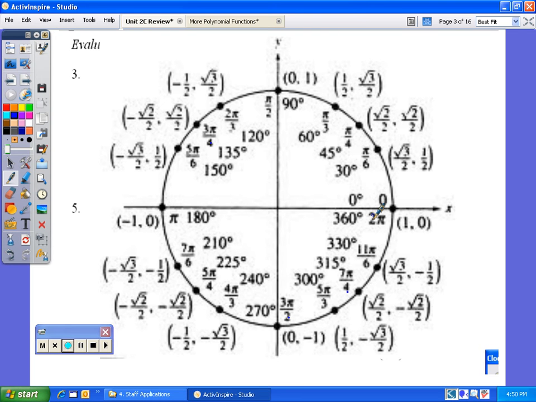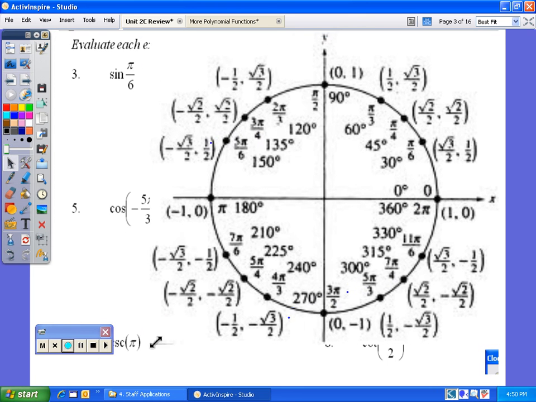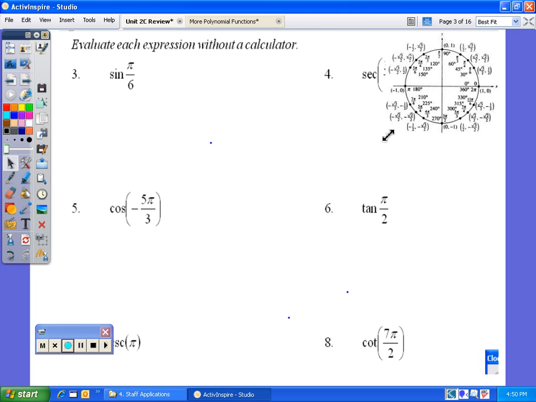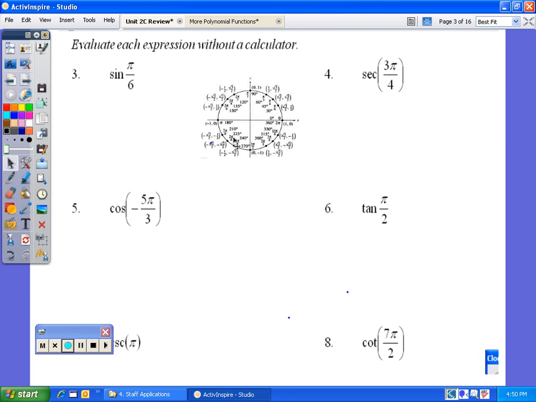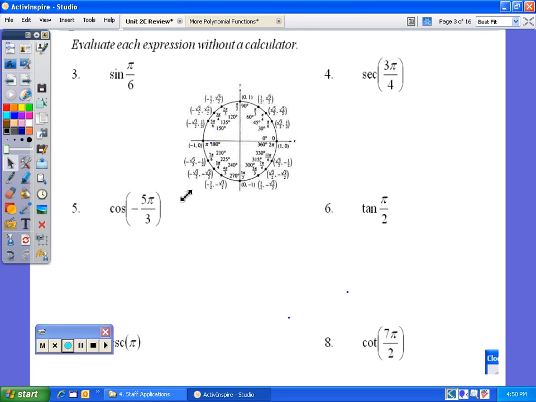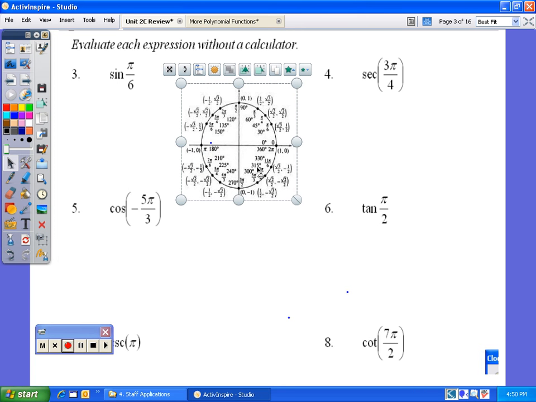Alright, so I'm going to minimize this now so that we can use it for our questions. Okay, so there is your unit circle. Unit circle, unit circle. 4 quadrants, 4 quadrants. Sine and cosine are y and x. 4 quadrants, 4 quadrants. Alright, that's just my little song.